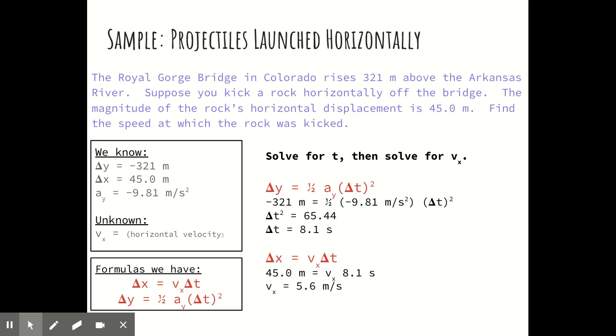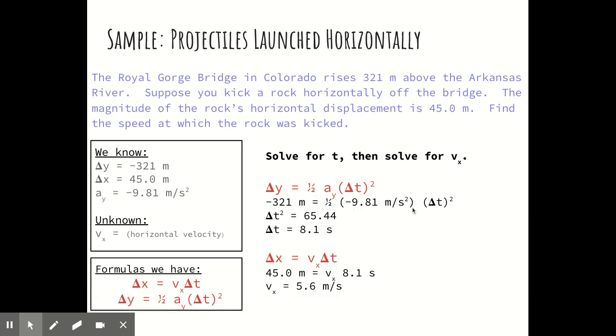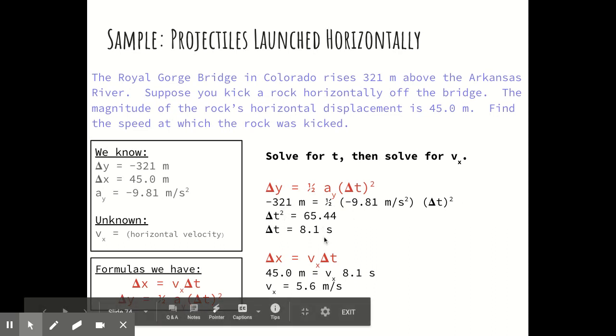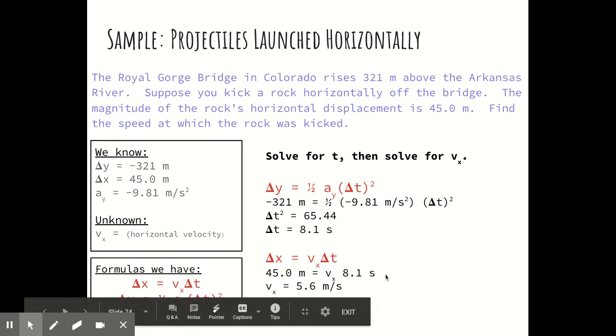So we're going to solve for time first and then insert it into the second formula. Here we have our vertical distance, which is negative 321 meters, equal to 1/2 times acceleration times time squared. We just solve this algebraically, making sure we take the square root. So time is going to be 8.1 seconds. It takes 8.1 seconds for the rock to go from the top of the bridge down to the river.